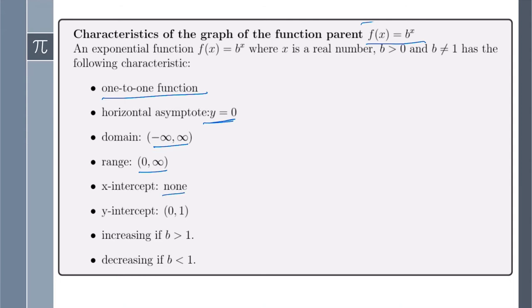There are no x-intercepts. Y-intercept is 0, 1, and it is increasing if b is greater than 1 and decreasing if b is less than 1. So remember, we just look at 2 to the x and then 1/2 to the x. So it's exactly the same thing. We can consider that function, whatever characteristics we wrote over there, it's the same thing. Okay, so these are the characteristics of the exponential function, the parent function.